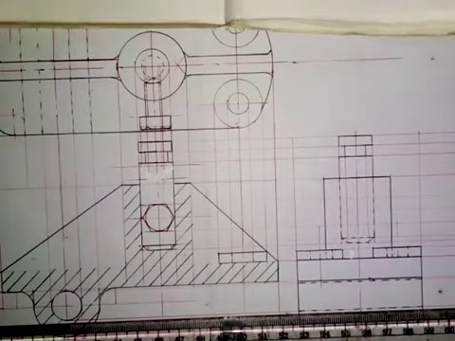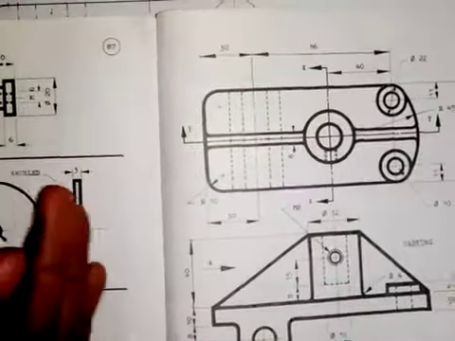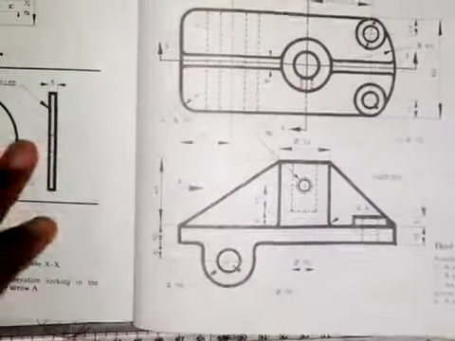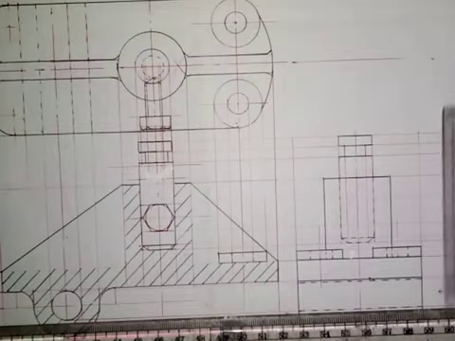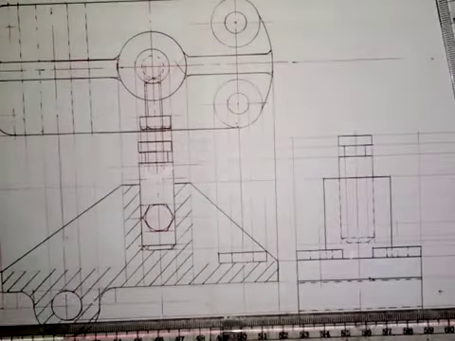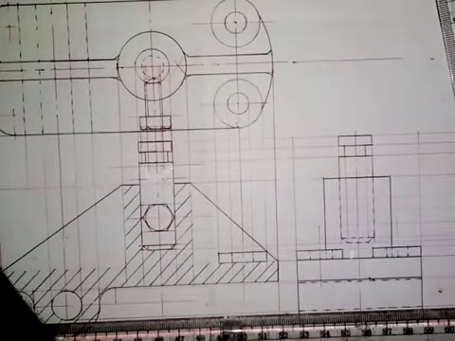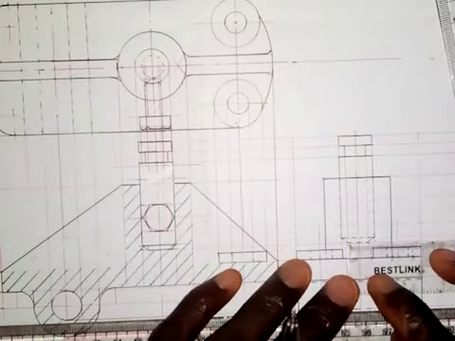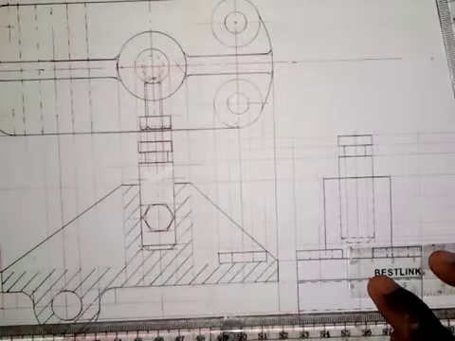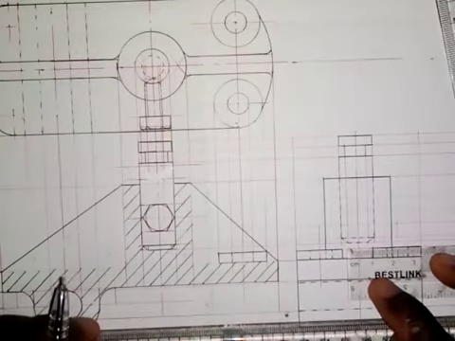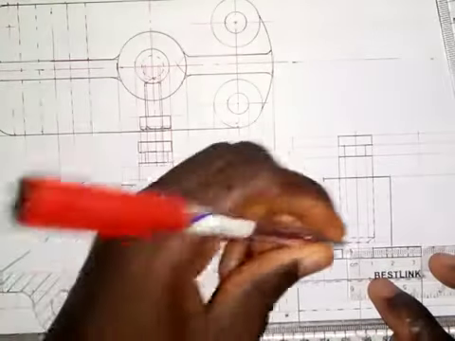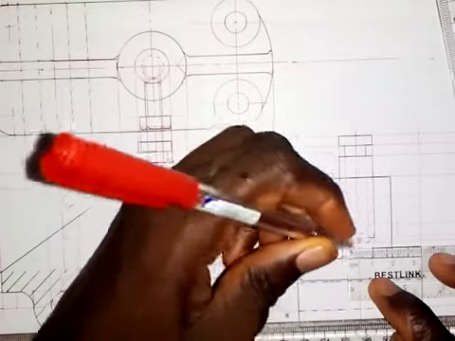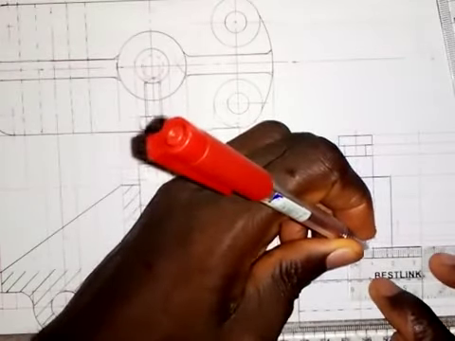By the time we are looking at it in the direction of arrow A, the web is going to give us a rectangle. The thickness of the web is 8, so I have to take a measurement of 4 millimeters from the center, 4 millimeters to the left side and 4 millimeters to the right side here.